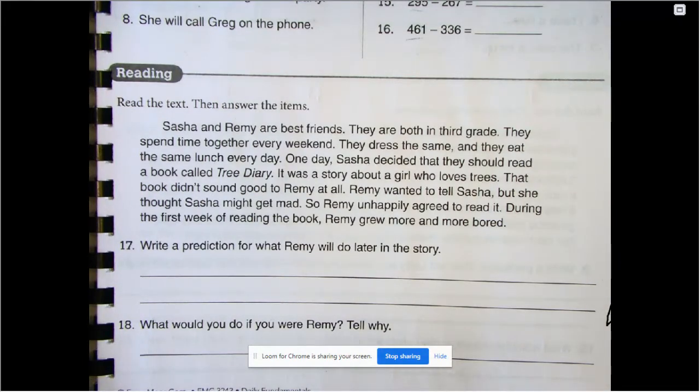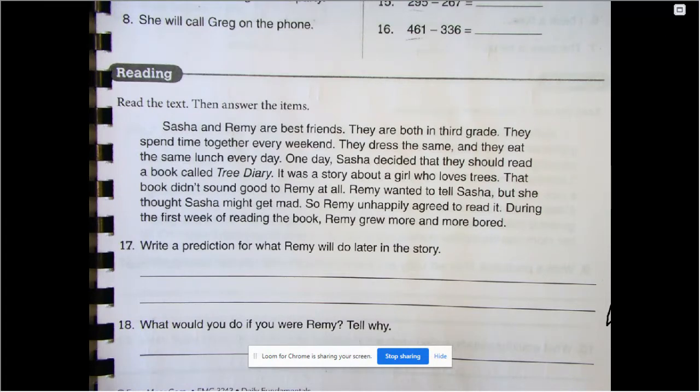All right. So number 17, write a prediction for what Remy will do later in the story. So remember, they do everything. They're the best of friends. They dress the same. They eat the same. They do everything the same. And one of them wants to read a particular book and the other one doesn't really care for that book. What do you think Remy's going to do?